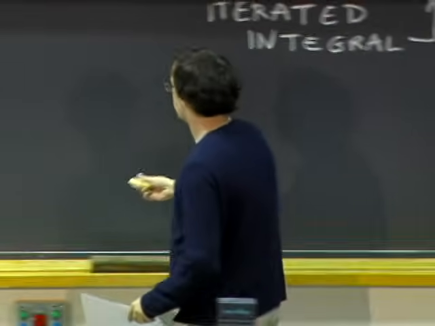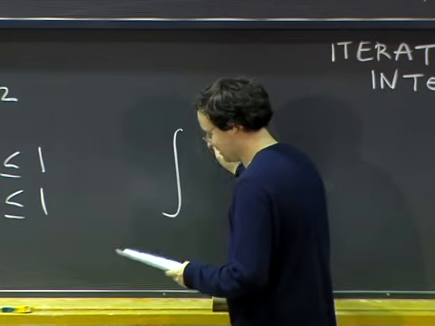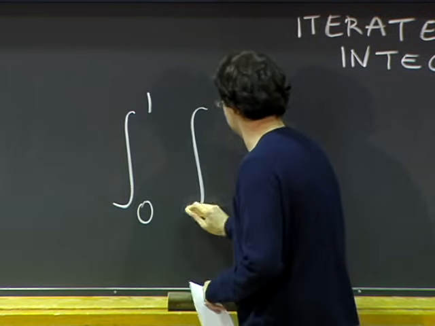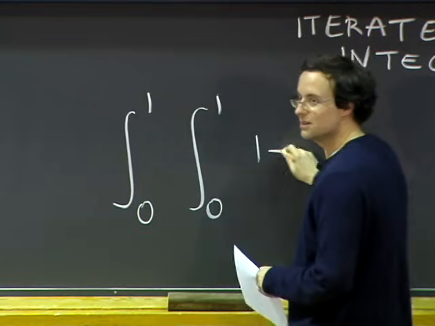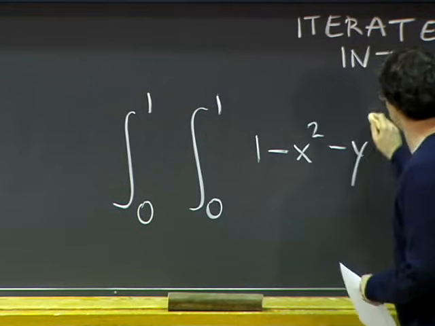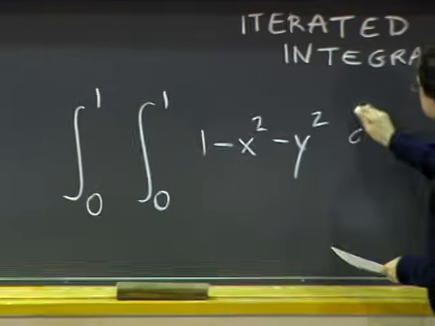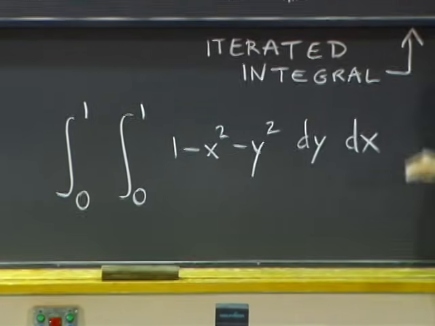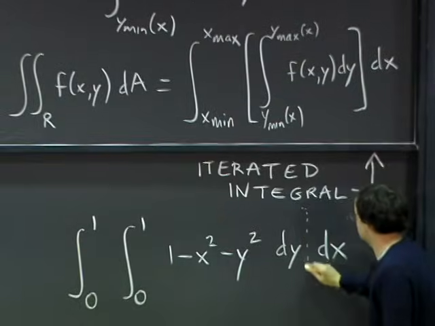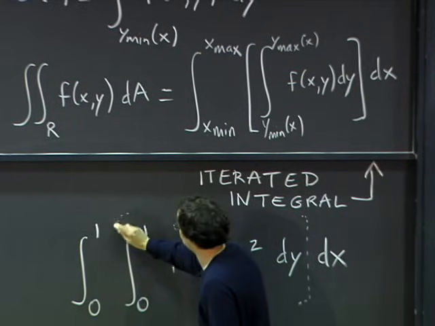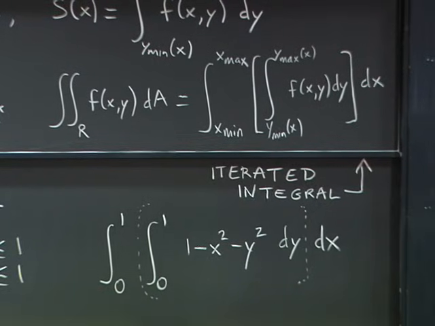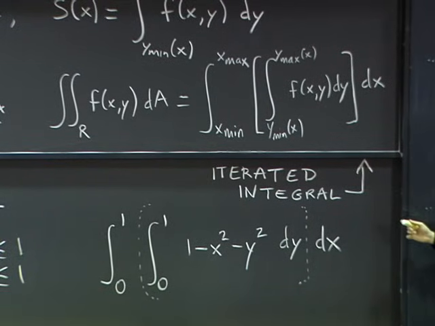So let's do it. Well, that would be the integral from 0 to 1 of the integral from 0 to 1 of 1 minus x squared minus y squared dy dx. I'm dropping the parentheses, but if you still want to see them, I'm going to put them in very thin so that you see what it means. But actually, the convention is we won't put these parentheses in there anymore.